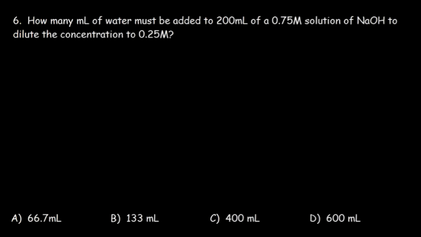Number 6. How many milliliters of water must be added to 200 milliliters of a 0.75 molar solution of sodium hydroxide to dilute the concentration to 0.25 M? So this is a dilution problem. And anytime you see a problem with molarity and volume, you can use the equation M1V1 is equal to M2V2.